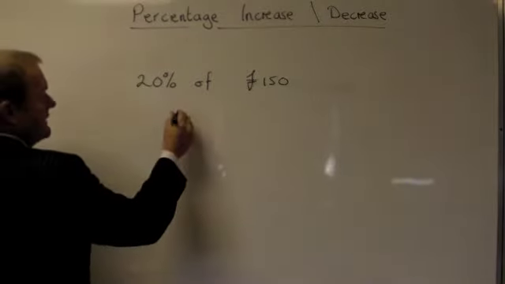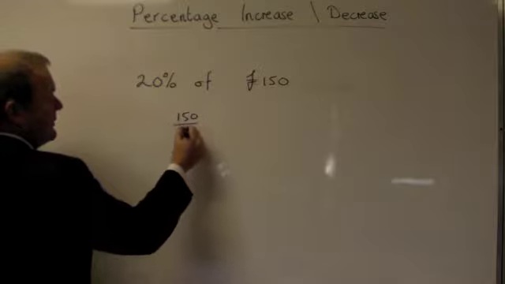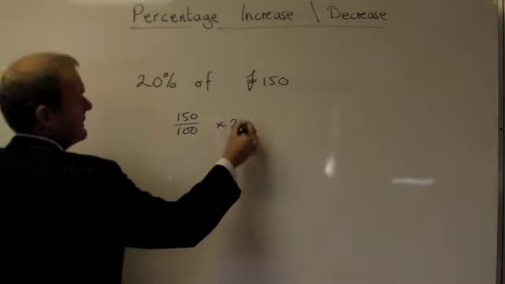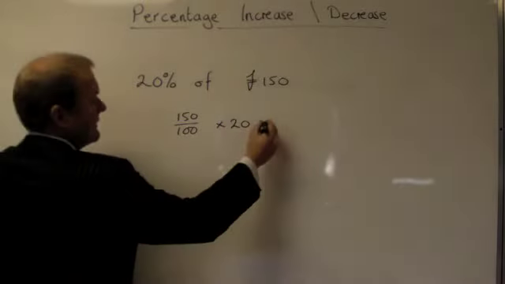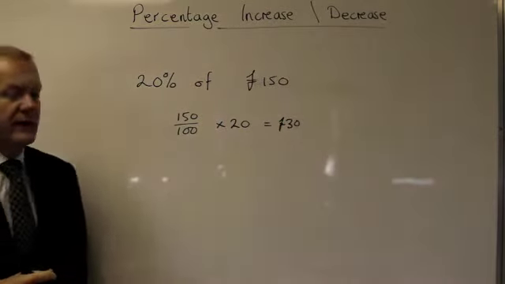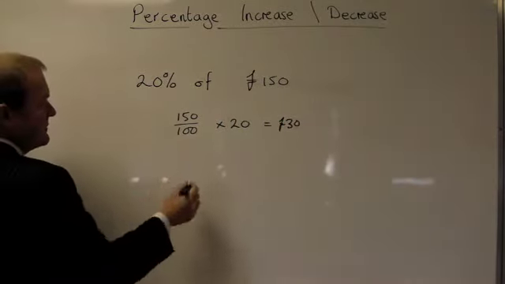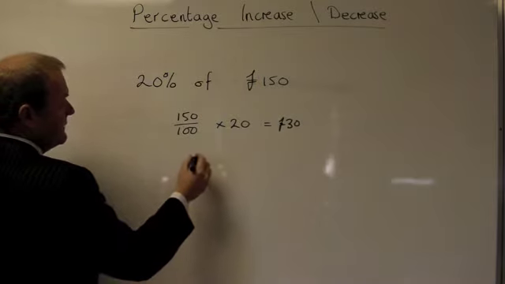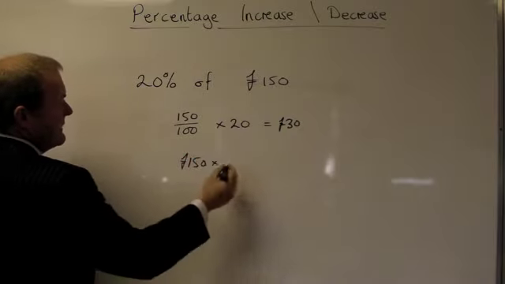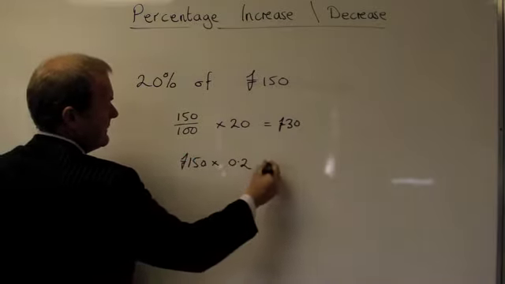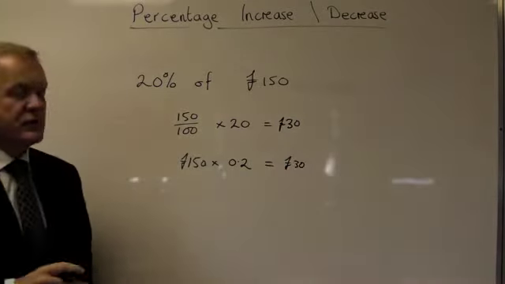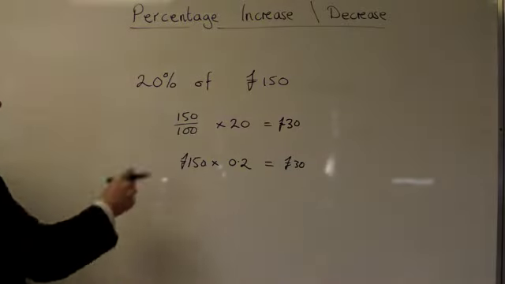So many of you may take £150, divide it by 100 to find 1%, which would be 1.5, and then times it by 20 in order to find your £30. Or some of you might use a decimal instead, so you might say £150 times by 20% is 0.2, and that's £30. But some method that you would use in order to work out the percentage.